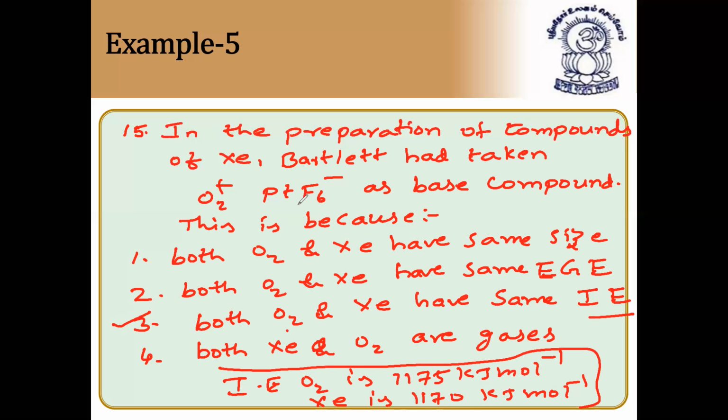So that's why O2+PtF6- was the base compound, because he could prepare O2PtF6 successfully, and from that he prepared one more compound, the first noble compound, that is XePtF6, a complex compound. So xenon platinum hexafluoride is the first noble compound prepared in the lab. Why did he take the base compound as oxygen? Because the ionization enthalpy of both xenon and oxygen is the same. So that's why he could take that as the base compound. I hope it is clear.